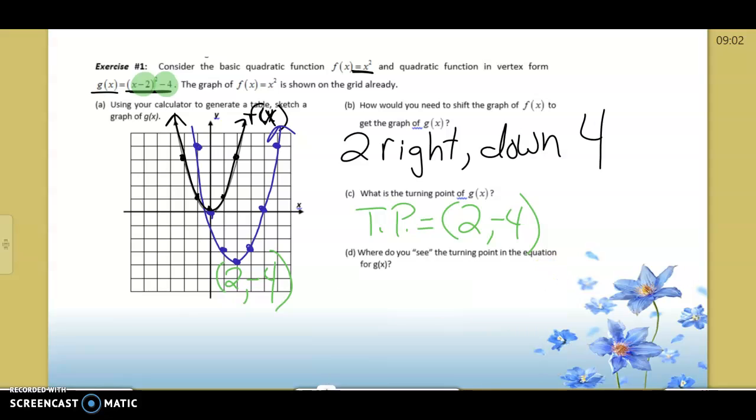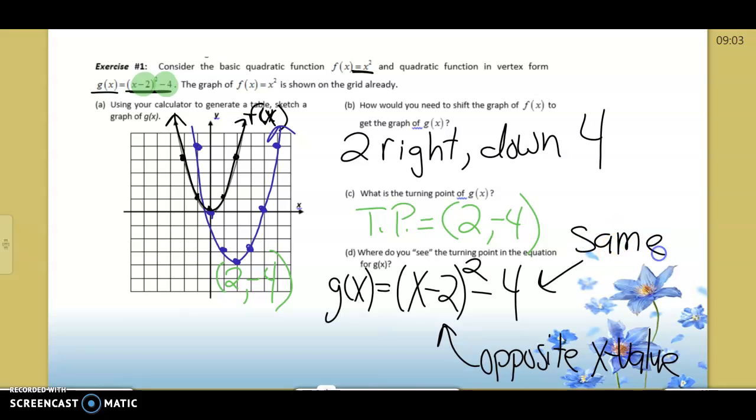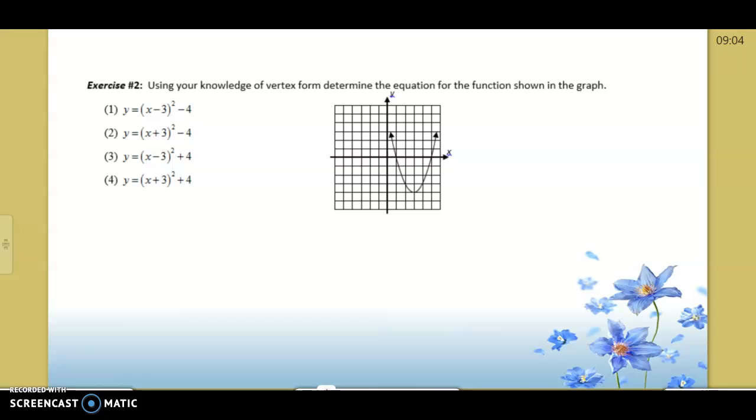Where do we see the turning point in the vertex form? Well, if we have g of x equaling (x minus 2) squared minus 4, it's right here. It's the opposite x value, and this is the same y value. And just look above at what we've done. So we've got this quadratic equation that's in vertex form. So you can look at the choices here, and we want to be able to pick that out.